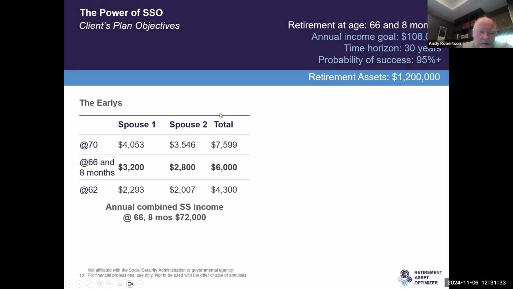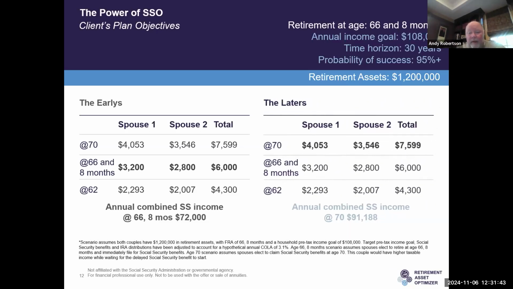So we'll look at this in 2 ways. We'll look at taking benefits early. We'll call that scenario the earlies, and early in this case is 66 and 8 months. And then we'll look at the laters. What if they waited till 70 and accrued the delayed retirement credits? What impact would that have on whether or not the $1.2 million is enough? So step one is to figure out what is it that we're responsible for providing with the 1.2 million. To answer that question, we first have to establish what is Social Security going to provide.